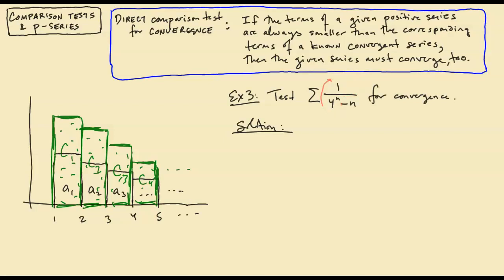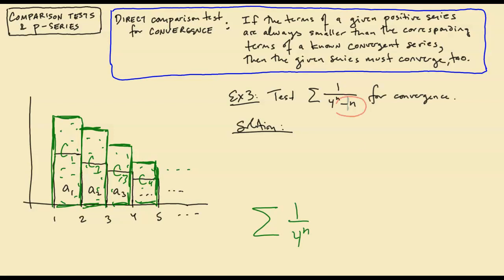But we're not quite in business here. There's a problem. If this minus down here were a plus, we would be in business because 1 over 4 to the n plus n is indeed smaller than 1 over 4 to the n. But 1 over 4 to the n minus n, if we try to directly compare that to 1 over 4 to the n, we have a real problem.